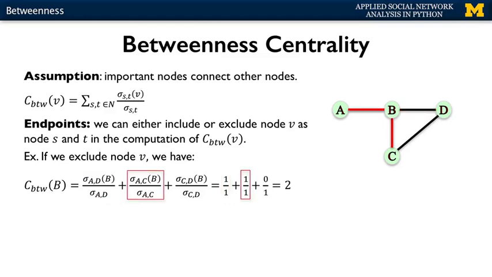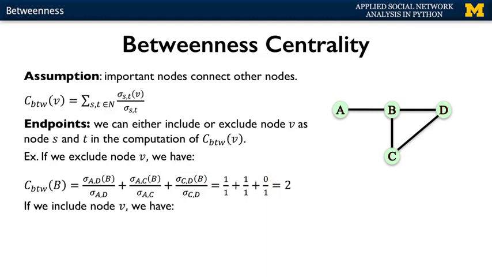Next, we look at the two nodes A and C, and we find that the shortest path between nodes A and C is the path A, B, C, and of course that involves node B, so that contributes a value of 1 over 1. Finally, if we look at the pair of nodes C and D, we find that its shortest path is simply going from node C to D directly since they're connected, and that does not involve node B, so that contributes 0. And so when we exclude B from playing the role of S and T, we find that node B has betweenness centrality of 2.